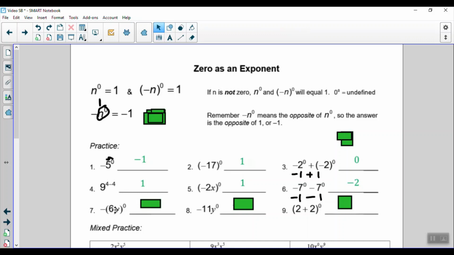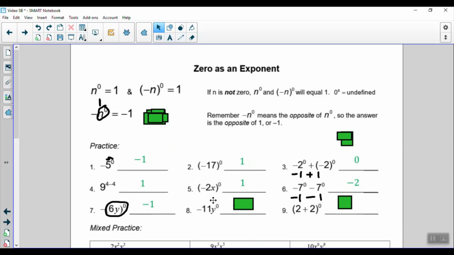Here we have negative parentheses 6y to the 0. This parentheses is a little different. Our negative is not inside the parentheses. So our 0 is just applying to the stuff in the parentheses. Our negative is not part of that. So our answer here is actually -1 because that negative was not inside the parentheses.